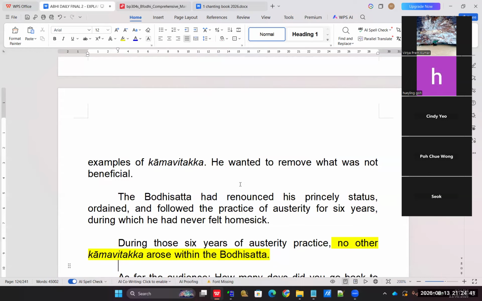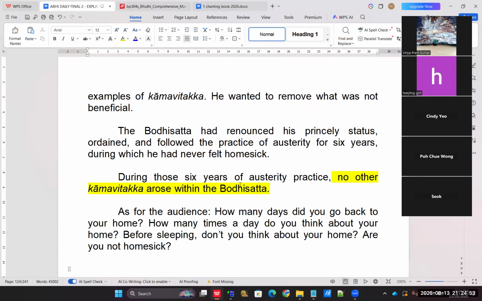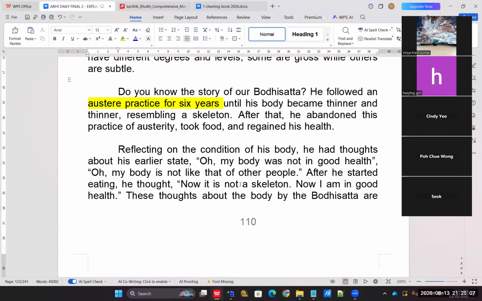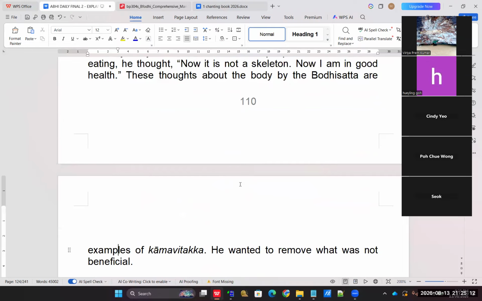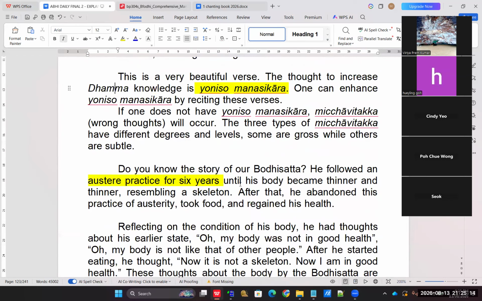As for the audience, how many days did you go back to your home? How many times a day do you think about your home? Before sleeping, don't you think about your home? Are you not homesick? Okay, thank you. All right.